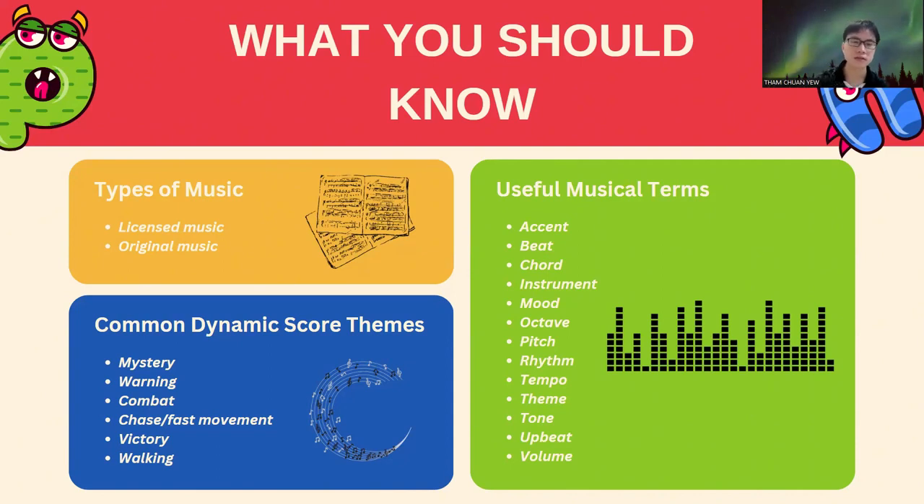And then next, instead of just having a single background music, we should have a dynamic score theme, such as mystery, warning, combat, chase, movement, victory, or walking. So that for different scenarios and scenes, we can have different music which fits with the scene and what's happening.